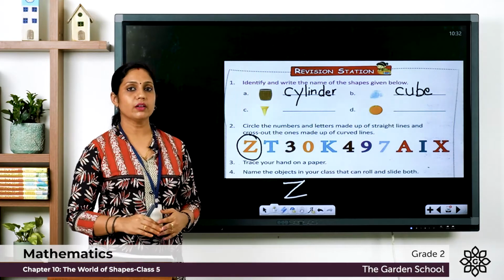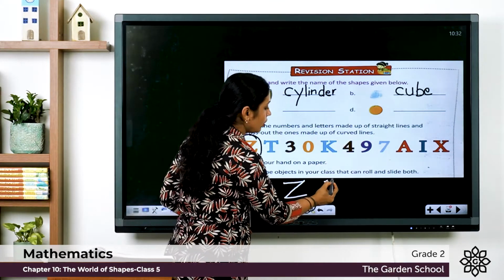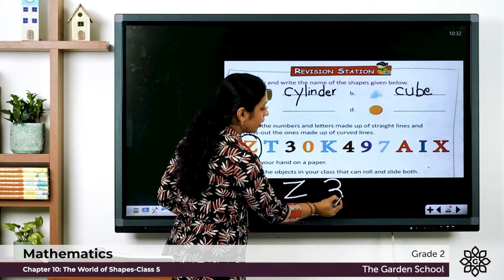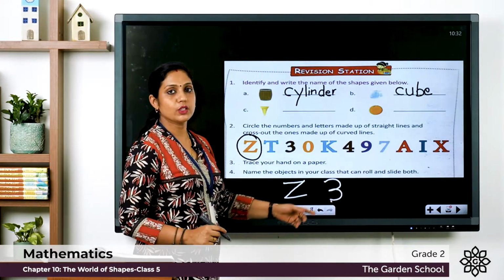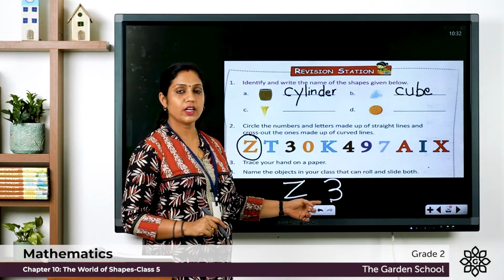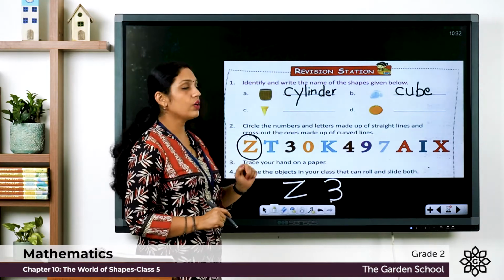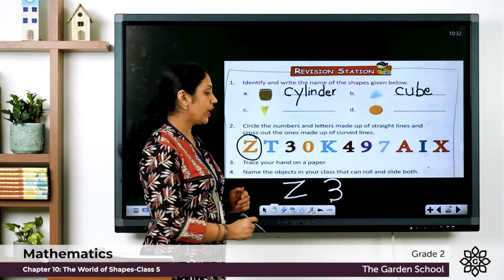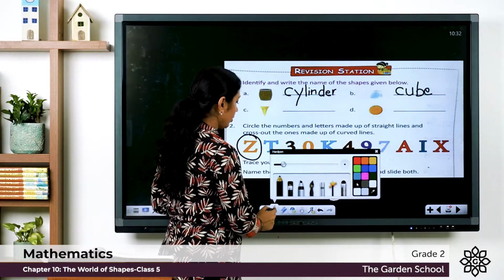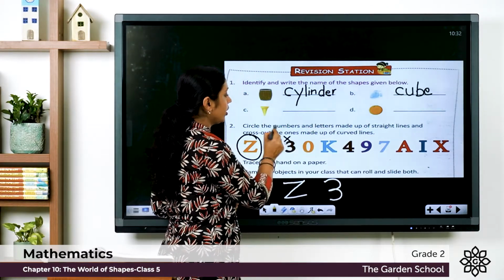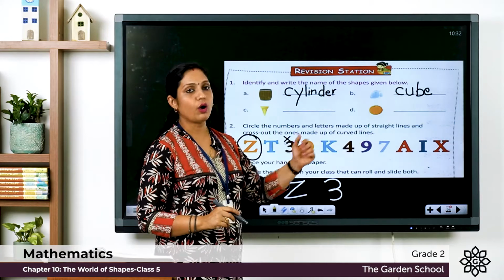How is 3 written? You draw a curved line and again a curved line to get the number 3. So is it made of a straight line or a curved line? It's made of curved line. So what you have to do? You have to cross out that is made of curved lines. So you can cross out near 3. Likewise, you can complete all this.